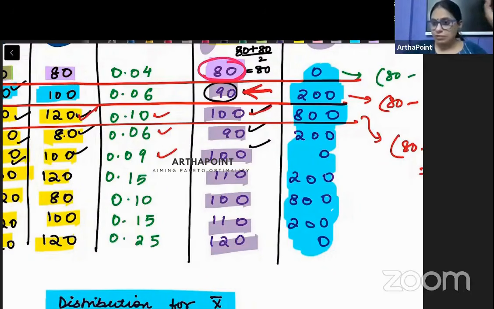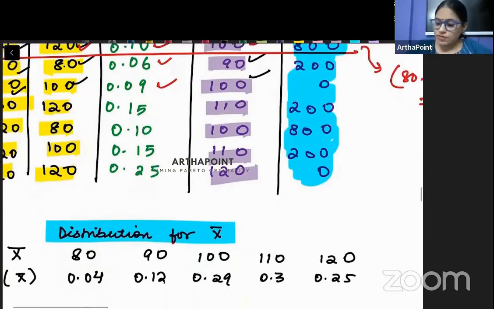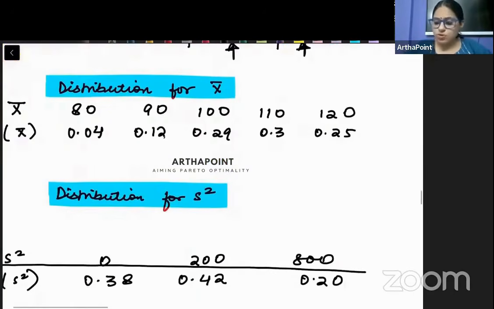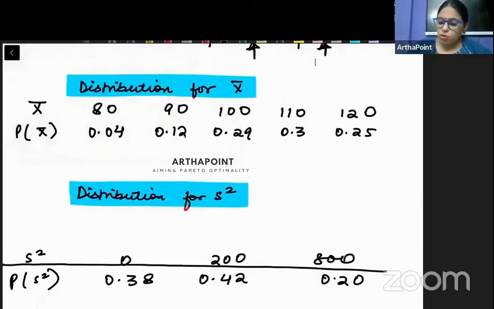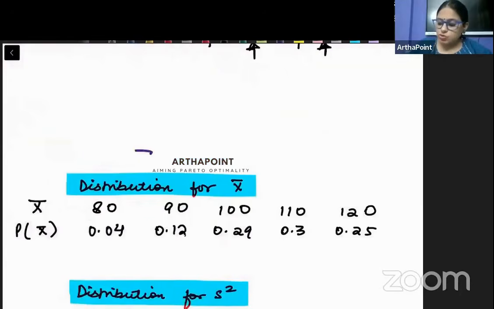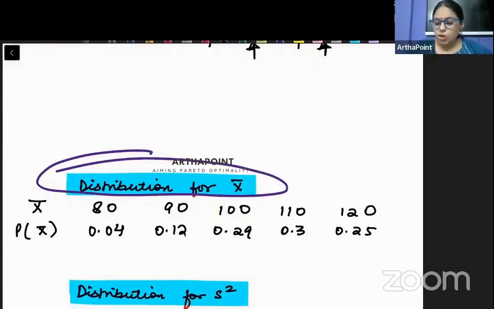So we have been able to find the mean of the individual sample, and we have also been able to find the variance of the individual sample. So we have filled these two columns. The most important thing, though, is that we want to talk about these distributions, because in the last class I explained to you that the sample mean is a random variable.